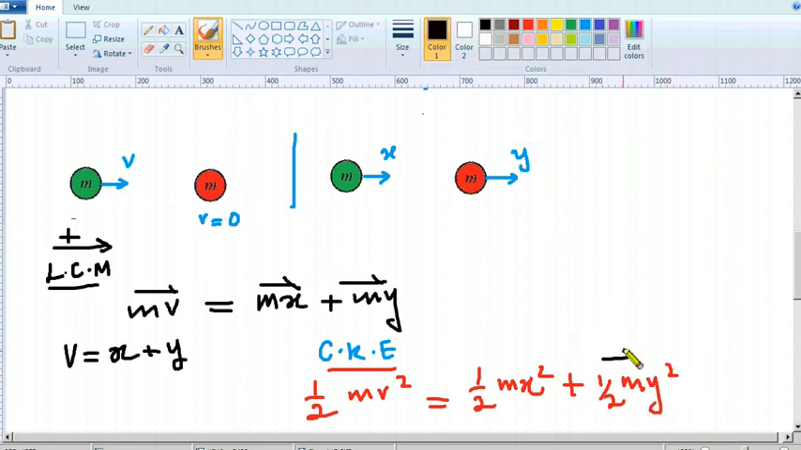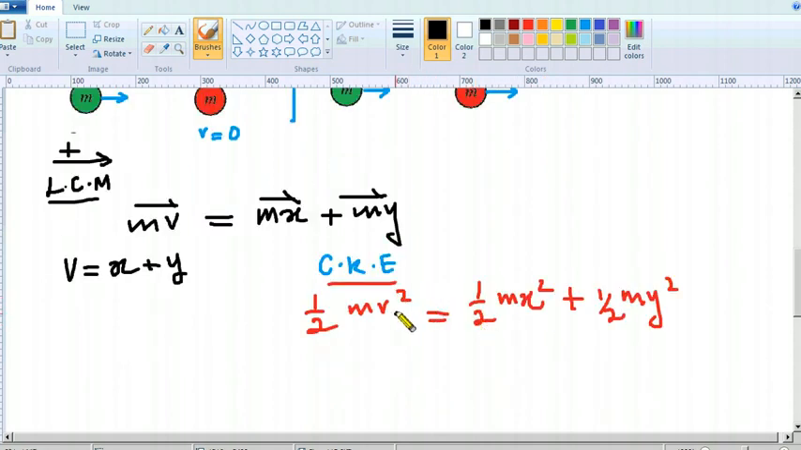Do we write arrows here like we did in the previous one? No, because kinetic energy is not a vector, it is a scalar. Energy is not a vector. Only the magnitude we have to get. It is a scalar, so therefore we don't write arrows. So simplify, half cancels, m cancels. So v squared equals x squared plus y squared.